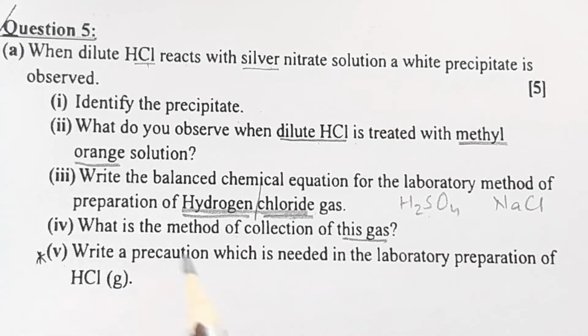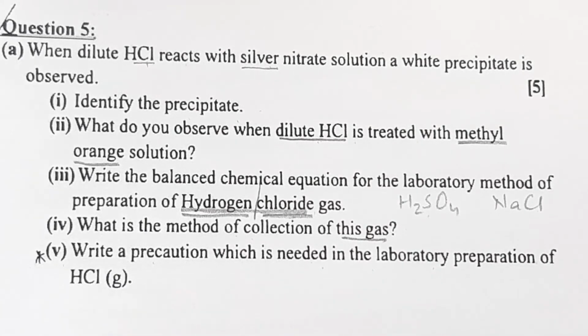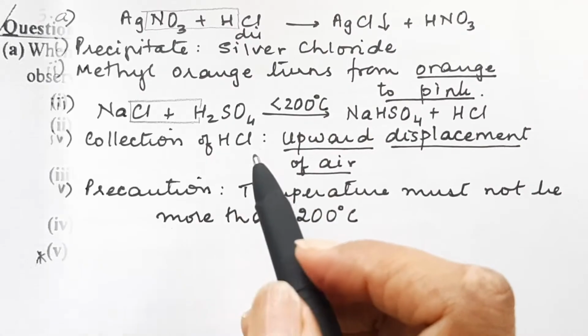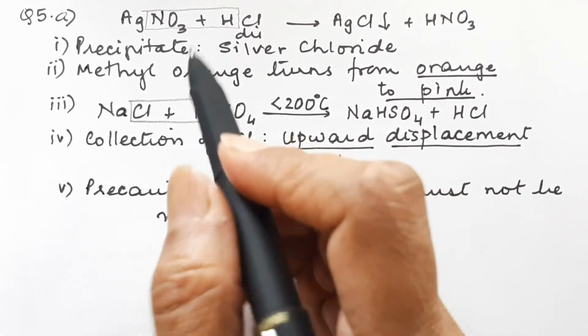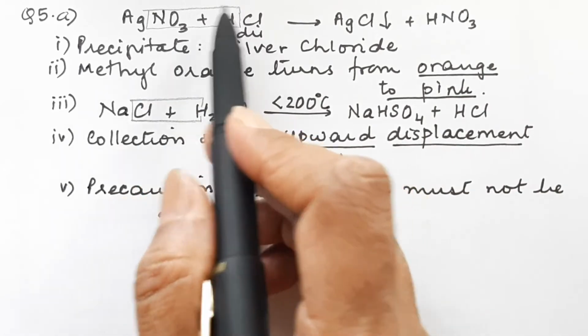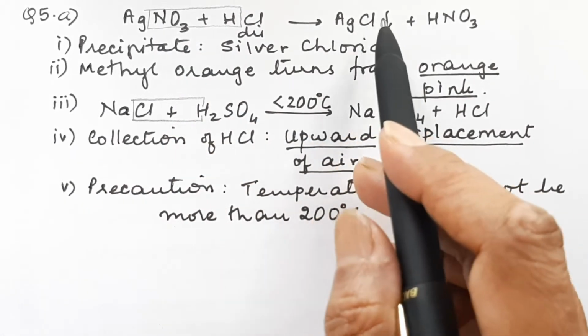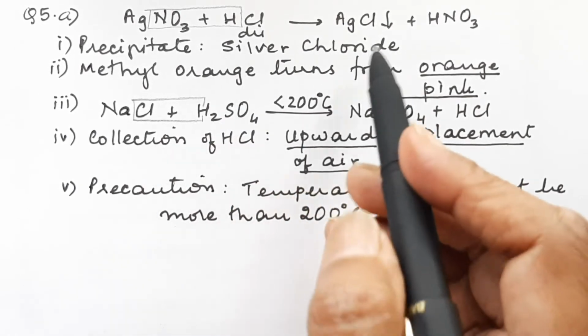And then the last one, write a precaution which is needed in the laboratory preparation of HCl, which we will write just now. To answer those questions, it's better to write the reaction because it's a simple double decomposition reaction and the precipitate that you get is silver chloride. So I've written just that.